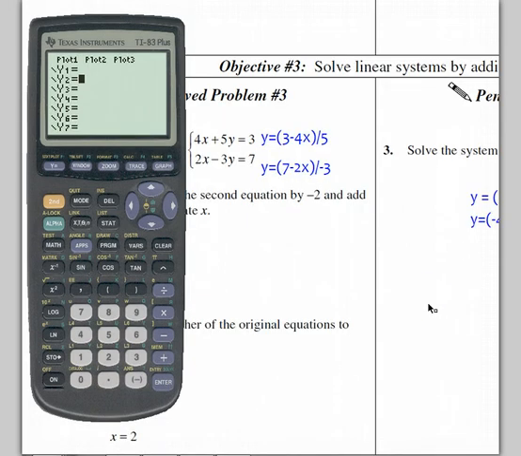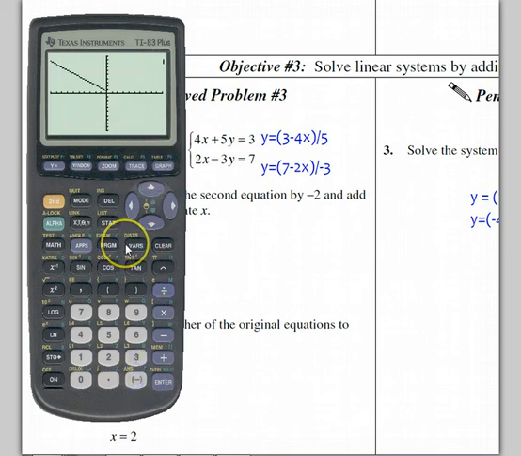They asked me to solve the system of equations by the addition method. I'm going to go ahead and put it in the calculator. Remember, when you put it in, y has to be by itself. So I solved the first and second equations to get y by itself. That is going to be (3 minus 4x) divided by 5 for the first equation. Next equation, (7 minus 2x) divided by negative 3.